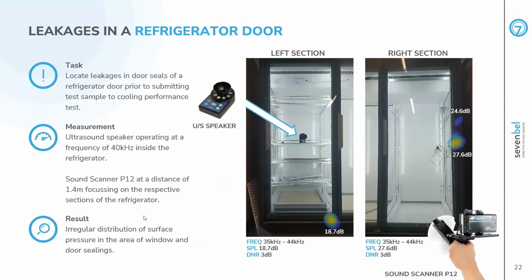In this particular situation, the task was to locate leakages in the door seals of a refrigerator door prior to submitting that product or test sample to a cooling performance test. So here in this particular case, we use an ultrasound speaker, which is operating at the frequency of 40 kilohertz, outside of the audible frequency range.